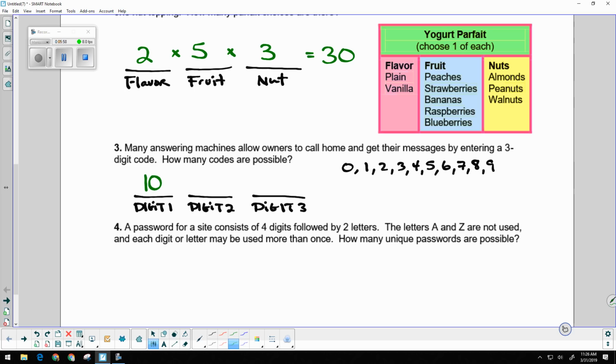Because for digit 1, I could choose any one of these 10 digits. And then I could also choose any one of those 10 digits for digit 2. And I could also choose any one of those 10 digits for digit 3. Multiply them together. There are 1,000 different 3-digit codes that we could enter.